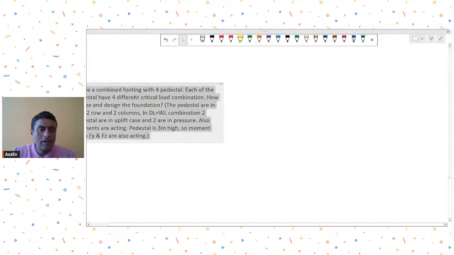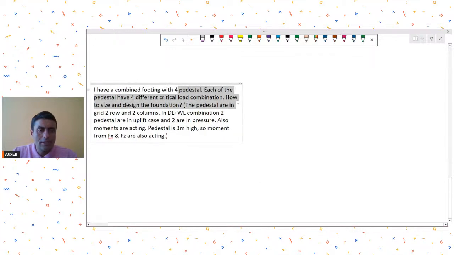So he's saying I have a combined footing with four pedestals. Each of the pedestals has four different critical load combinations. How to size and design? The pedestals are in grid 2 row 2 column. In dead plus wind load combination, two pedestals are in uplift and two are in downward pressure. Also moments are acting. Pedestal is 3 meter high.